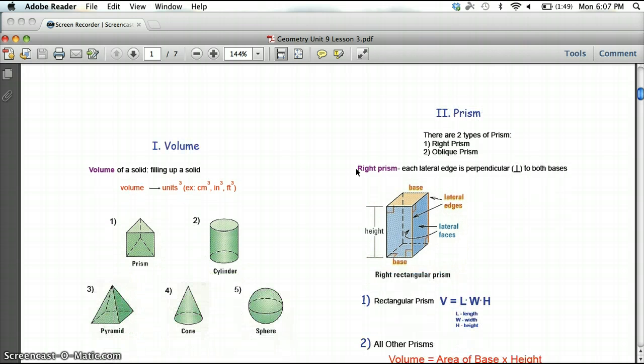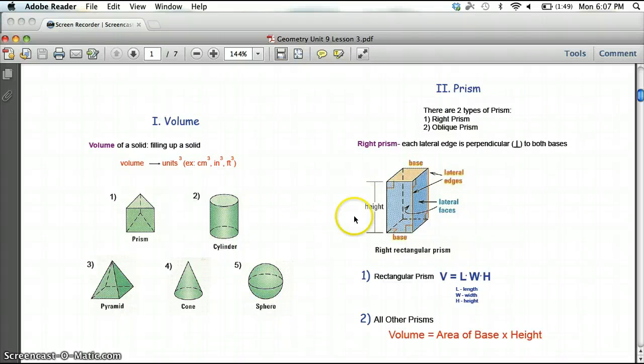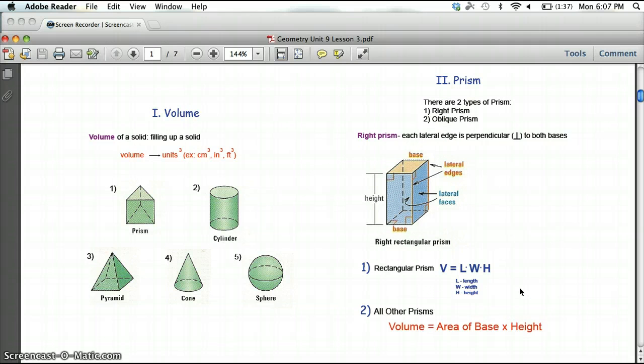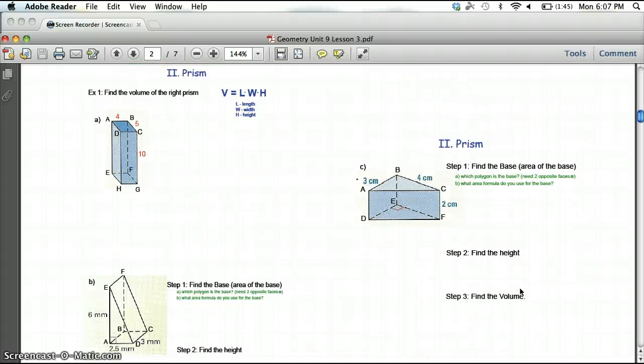The first one we're going to look at is a prism. And just like before, our prism has a base, a height, and these are our lateral edges, which are here in the front. Now the volume of a rectangular prism is length times width times height. And for all other prisms, the volume is the area of the base times height. If you remember, that's just the second part of your surface area, which is area of the base times our height. So we're taking the area of our base and multiplying that times our height. So let's look at example 1.